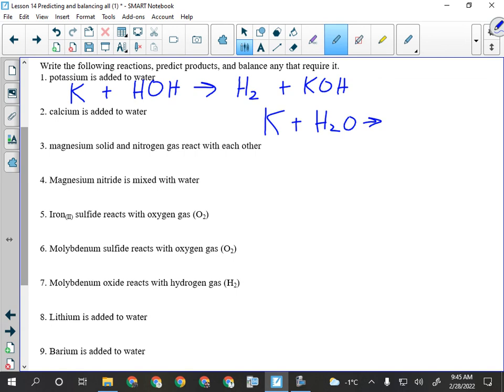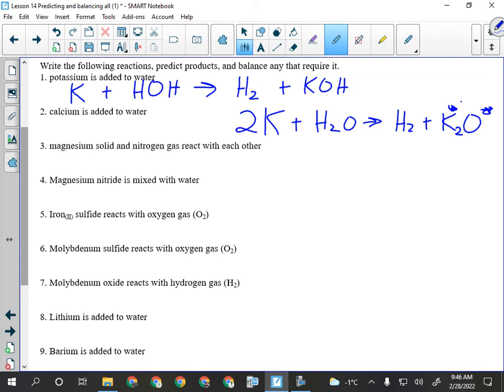Now, if I predict the products of that reaction, do they look like the products of the first one? Or will I get a different set of products? If I look at this, I've got H and O, and I know this is my metal, so I'd swap it out and end up with H2 plus K with O. This is a -2, this is a +1, so K2O, and then I need to put a 2 here. Those are two very different reactions, aren't they?